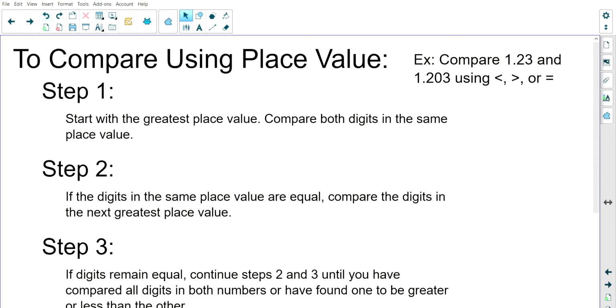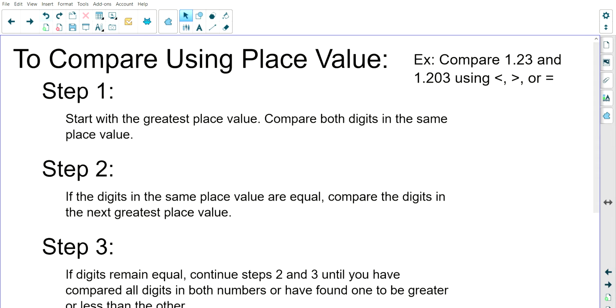Step 2, if the digits in the same place value are equal, compare the digits in the next greatest place value, just like I showed you on the previous screen. Step 3, if the digits remain equal, continue steps 2 and 3 until you have compared all digits in both numbers or have found one to be greater or less than the other. So go ahead at this time, pause the video, jot those notes down, and then we'll write a sample problem together.